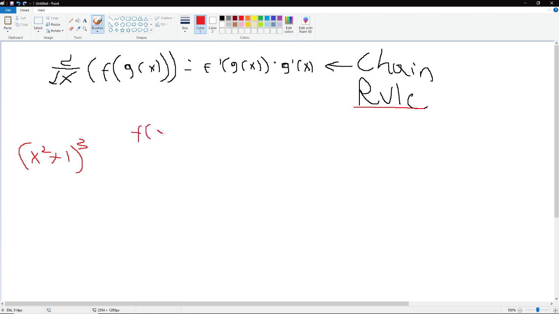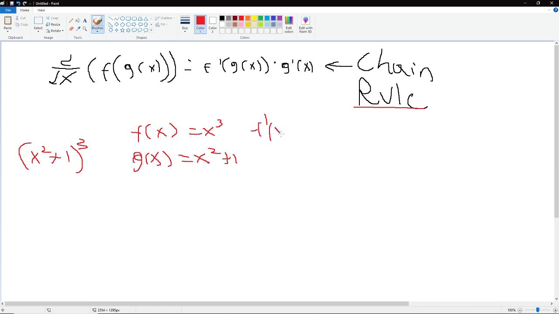and our g of x. So our f of x is equal to x to the third, and our g of x is equal to x squared plus 1. You see how if we get f of g of x, we get our original function. So you want to make sure you're able to identify how you can separate the functions.